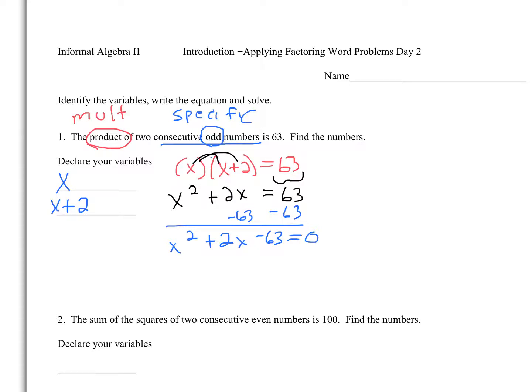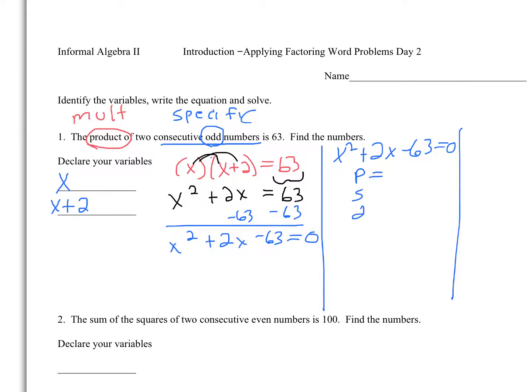Okay, so now that we have that, we've got to factor it. X squared plus 2x minus 63 is equal to 0. So let's factor that. We're going to use our PS2. Product is negative 63. The sum is positive 2. So the two numbers that multiply to negative 63 but add to 2 are positive 9 and negative 7.